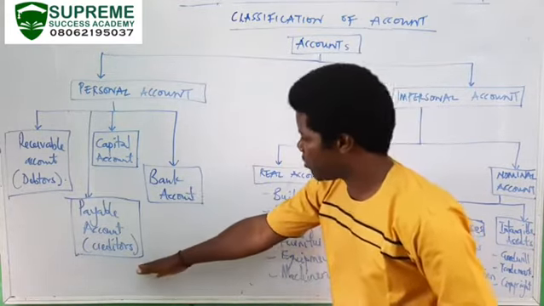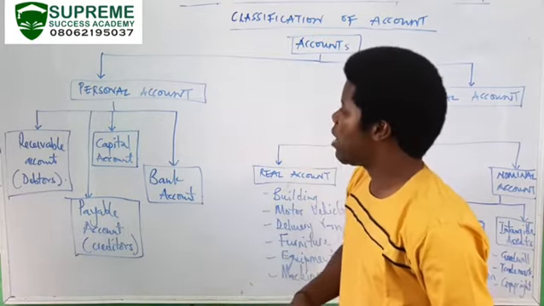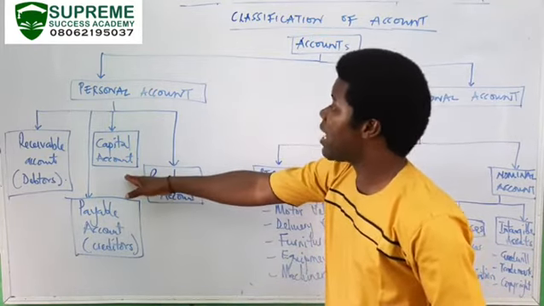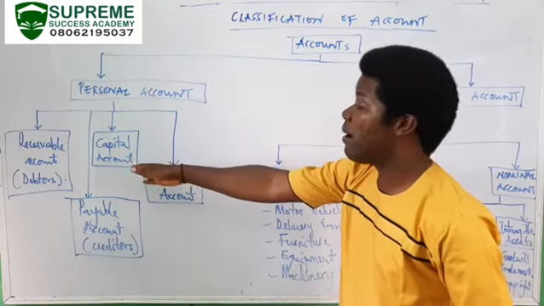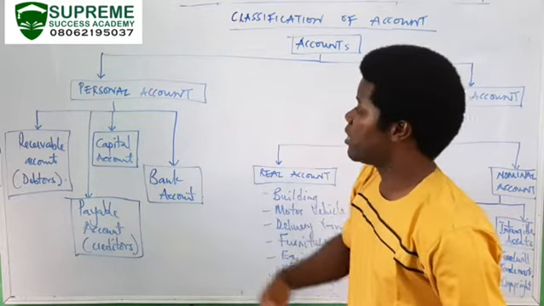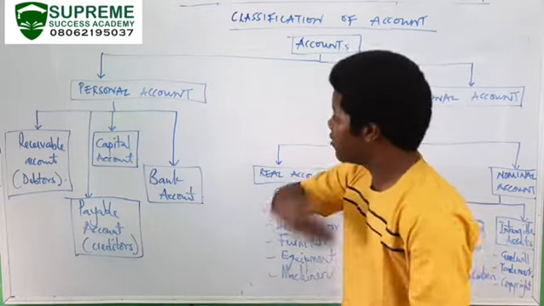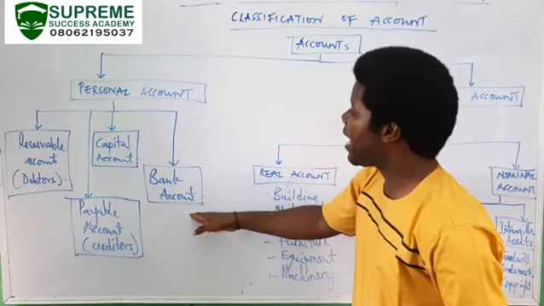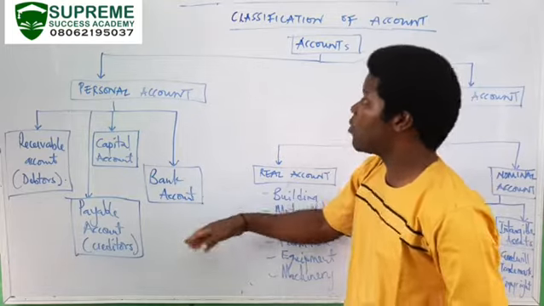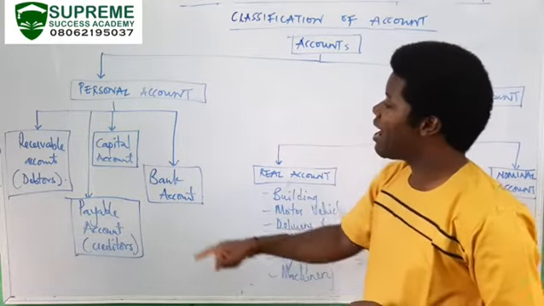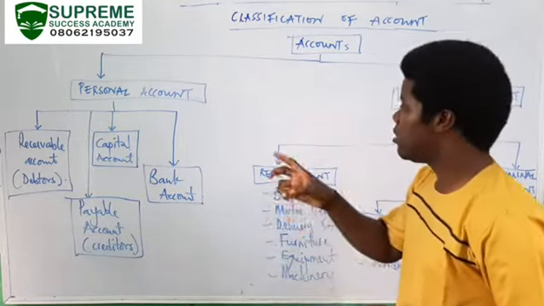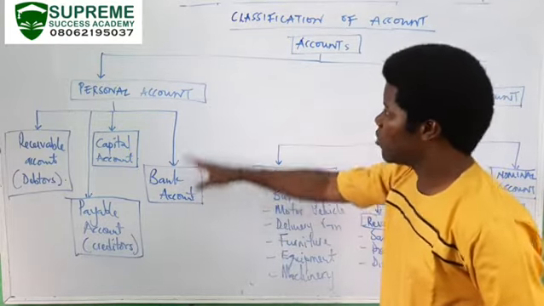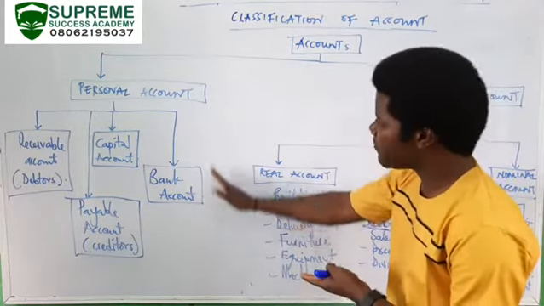We have accounts of creditors, that is payable accounts. We have, of course, the capital account, the money that is given by the owners of the organization to the managers for them to run the business. And of course, we also have the bank account, that is the account of the organization itself as a separate legal entity. So this is personal account.